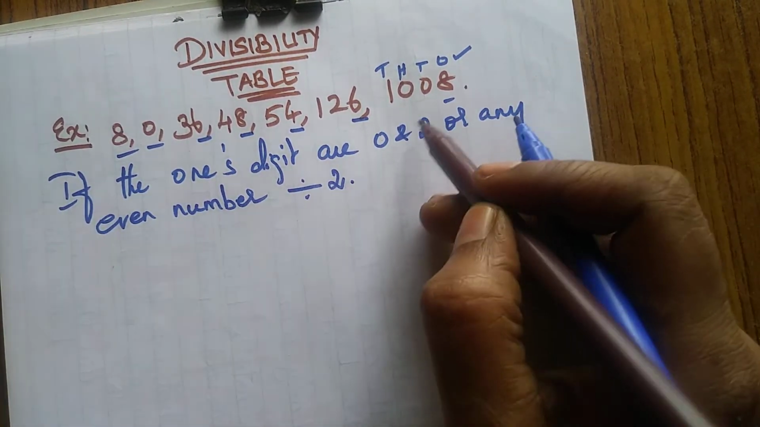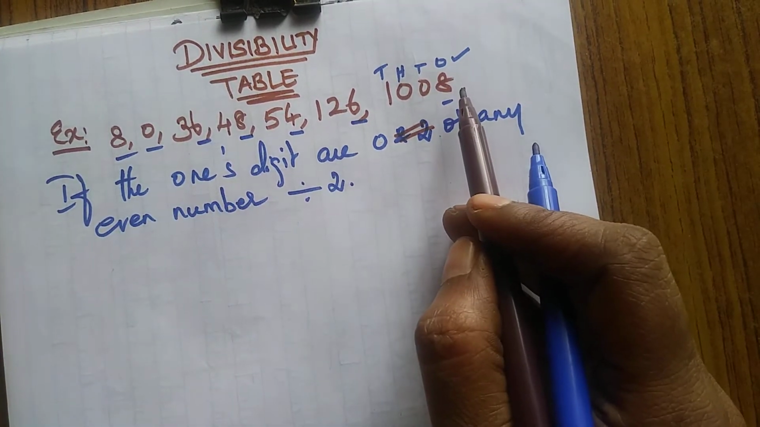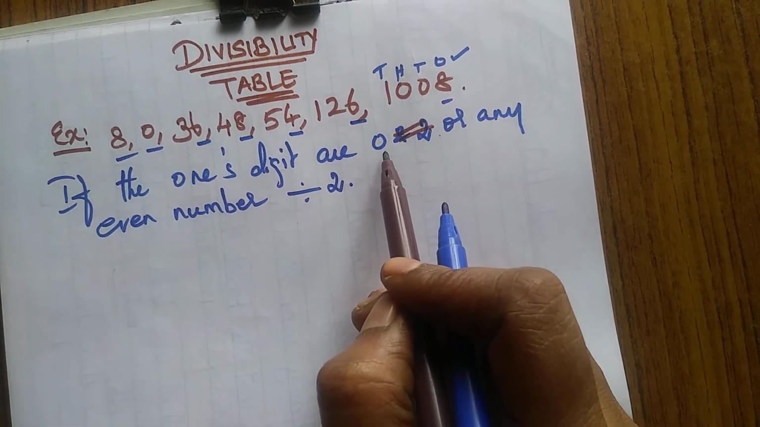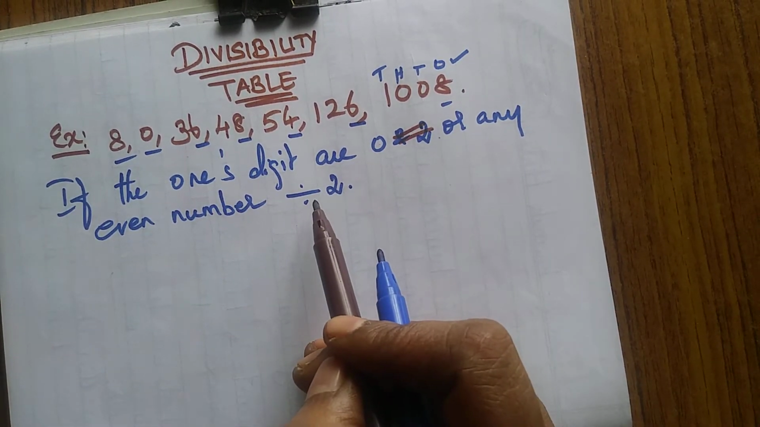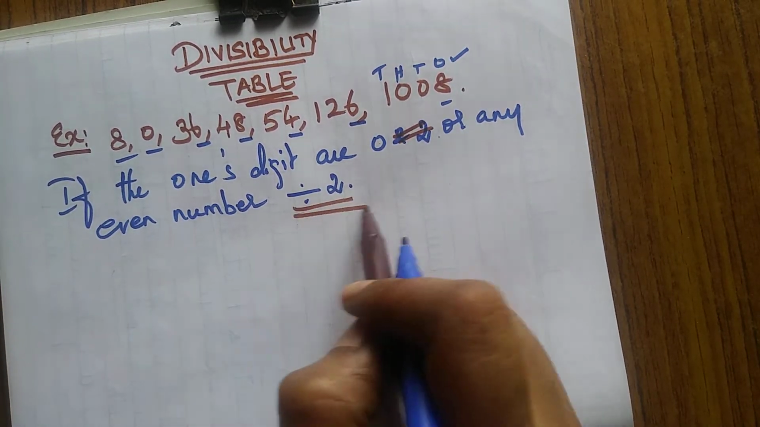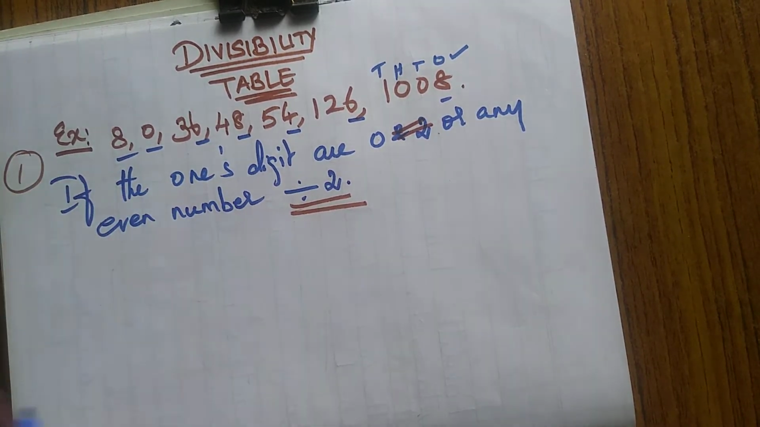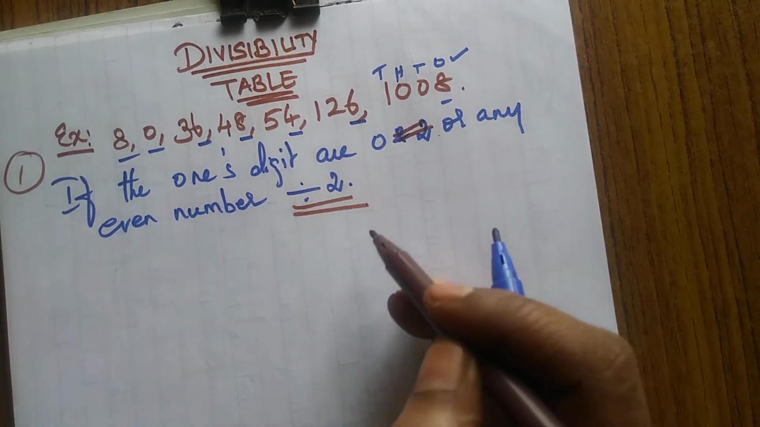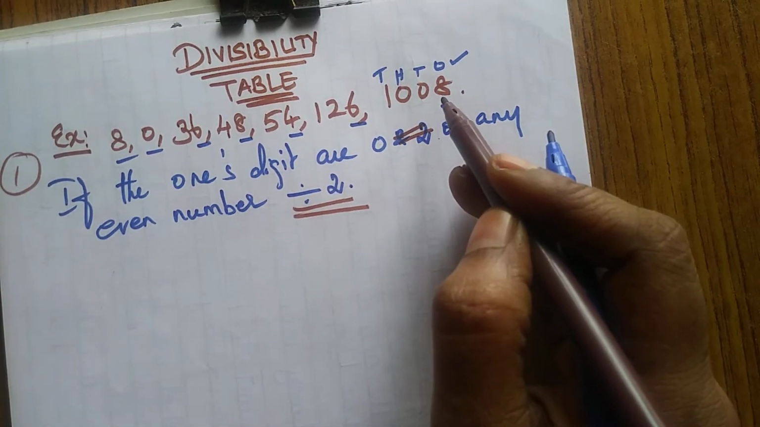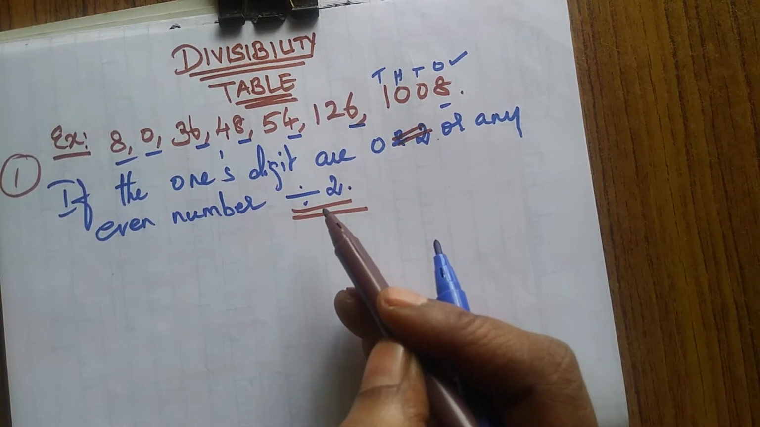So children, I think I'm clear with you. You can just watch the ones digit. If the ones digit is 0 or an even number, then the given number is easily divisible by 2. So this is the rule for when a given number is divisible by 2. Rule number 1: we should check whether the ones digit is always an even number or 0. Then it will be easily divisible by 2.